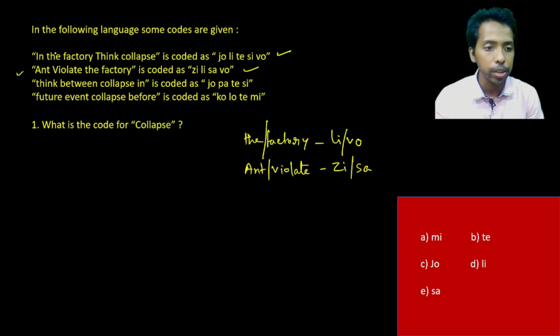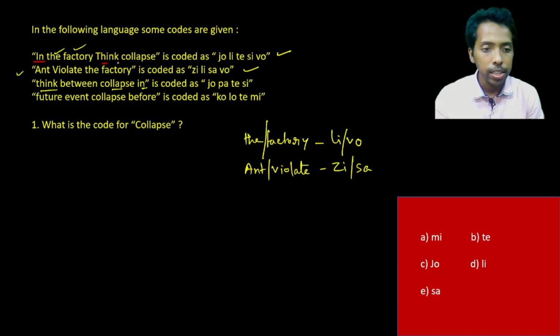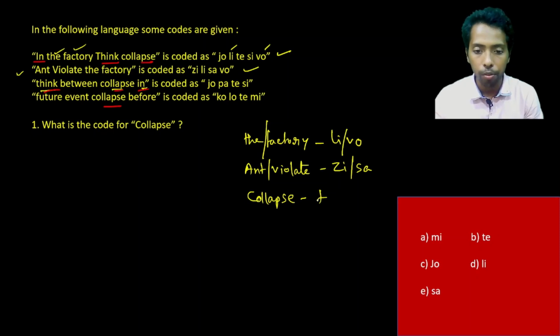So we are done with the factory. Now, in think collapse: think, collapse, in. In the fourth statement only collapse appears, so we can write down the code for collapse here. Li and vo are already done, so the rest are jo, ti, te and si. So te is the code for collapse.